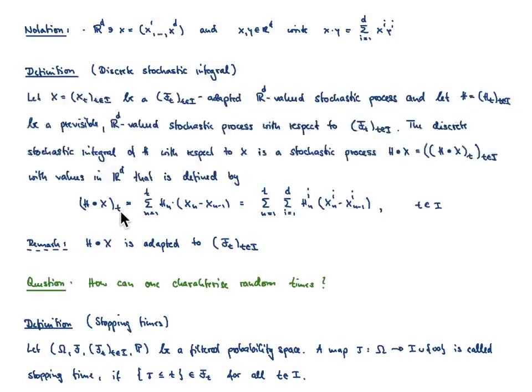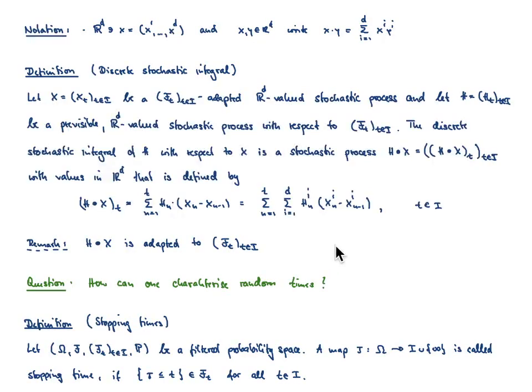So h big dot x at time t, the stochastic integral of h with respect to x, is simply the sum over n from 1 to t of h_n scalar product with the difference x_n minus x_{n-1}. Here I have written it completely in components to make the difference clear between this dot from the scalar product in R^d and this big dot from the stochastic integral. And here's one simple remark. You see that this stochastic integral is adapted to the filtration F_t as well.